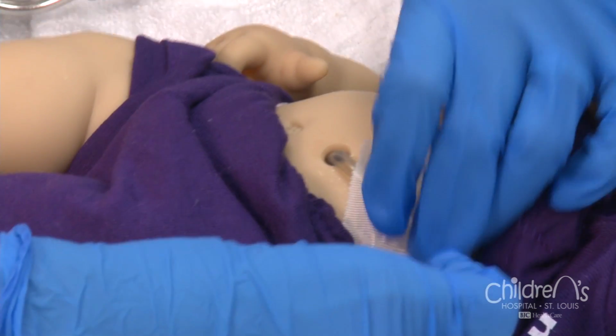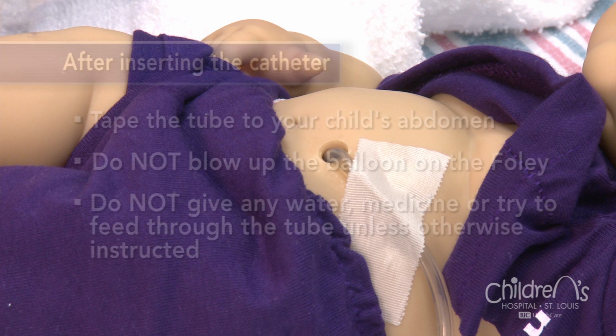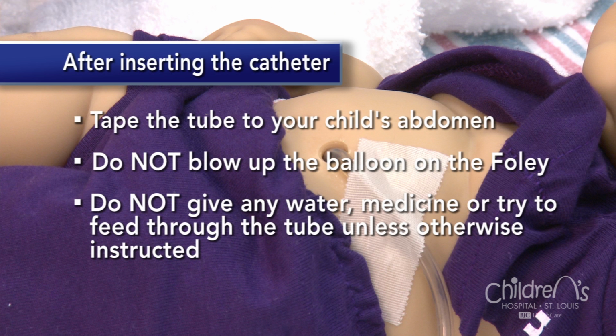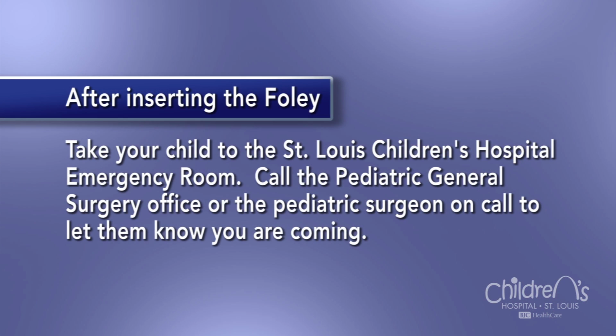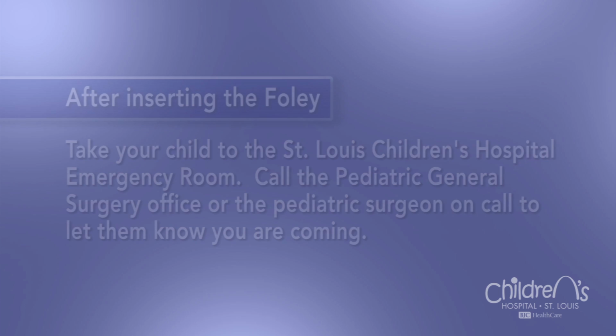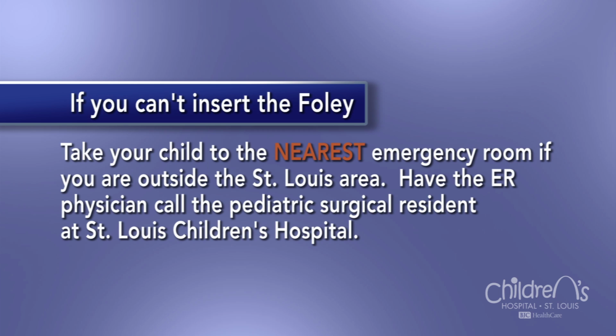Once the Foley catheter is inserted, tape the tube to your child's abdomen. Do not blow up the balloon on the Foley. Also, do not give any water, medicine, or feeds through the tube until cleared by a general surgeon. You will need to take your child to St. Louis Children's Hospital emergency room. You should call the surgery office or the pediatric surgeon on call to let the ER know you are coming. If you are unable to insert the tube, take your child to your nearest emergency room.